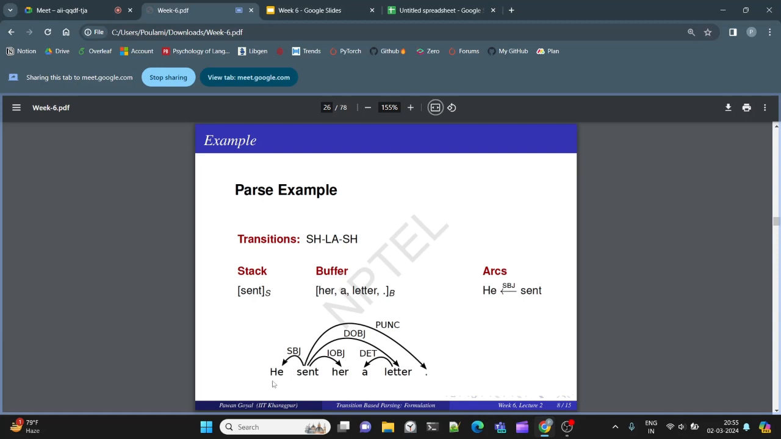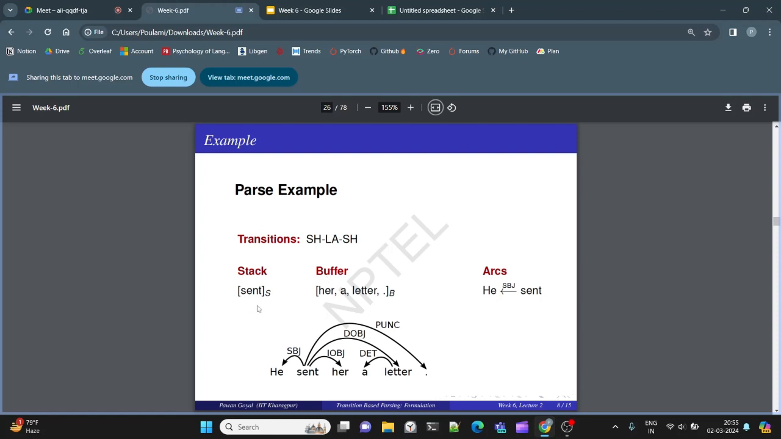So now we have this sentence, he sent her a letter. This is again a sentence that was there in the training data, so it has a gold standard dependency parse tree available, which is this one. We were processing the sentence using transition based dependency parsing, and after 3 steps, we are here. I have the word sent in the stack, and the words her, a letter, and the punctuation mark full stop in the buffer.